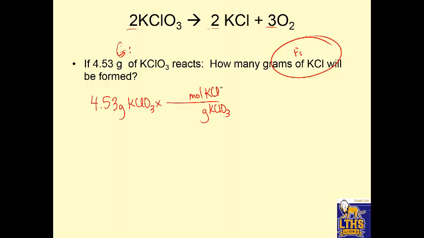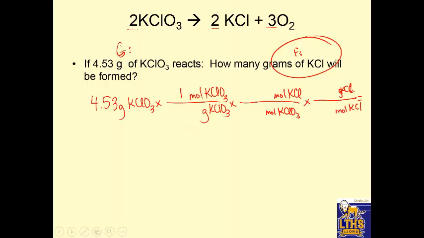Now that we've changed grams to moles, we can change the identity of the potassium chlorate using the mole ratio. So we're going to change moles of potassium chlorate into moles of potassium chloride. That's where you can change their identity, using the mole ratio from the balanced equation. And moles of potassium chloride can change into grams of potassium chloride. Okay, moles and grams. Moles are number one.